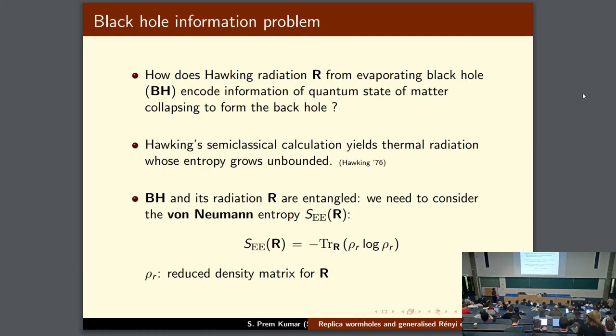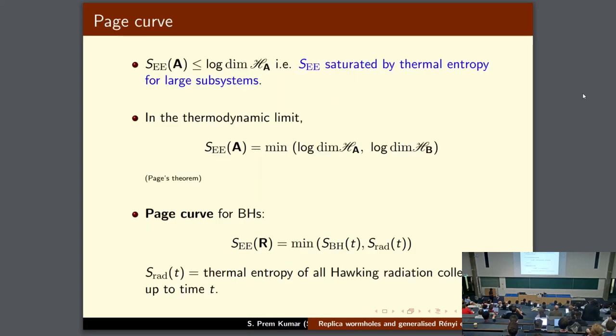Now, to make the information loss puzzle crisp, one needs a more crisp quantitative statement. And in particular, in order to make it crisp, you need to consider the entanglement entropy, because we know that the Hawking radiation is entangled with the black hole degrees of freedom. So you need to consider the von Neumann entropy, or the entanglement entropy, of the reduced density matrix associated to the Hawking radiation.